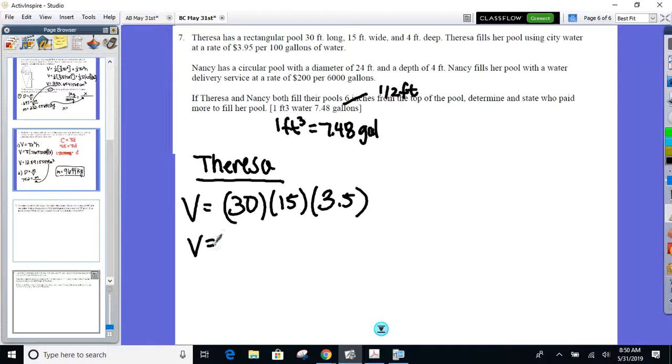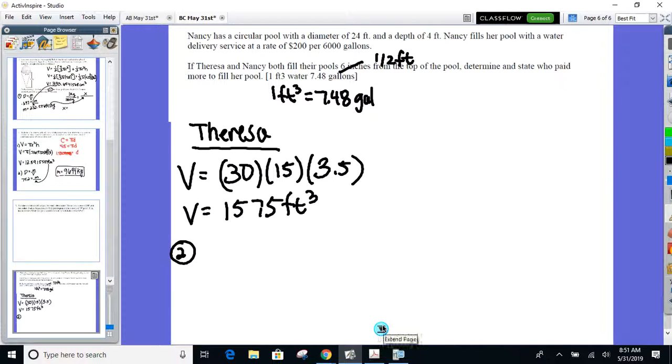So the volume of water in her pool is 1,575 cubic feet. All right, next up, what do we have to turn that cubic feet into? She gets charged for the gallons, so we need to convert it into gallons. If you're still confused, multiply, divide, write a ratio. 1 cubic foot is 7.48 gallons. How many gallons for 1,575 cubic feet?